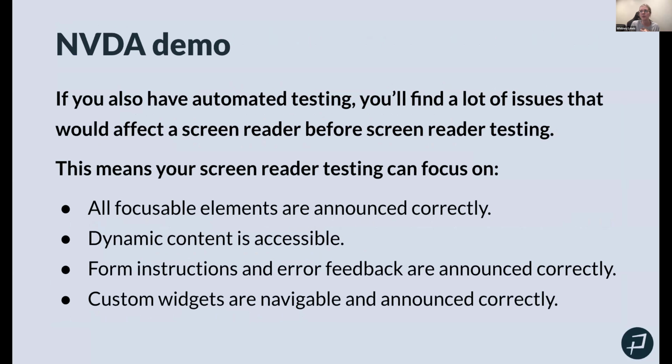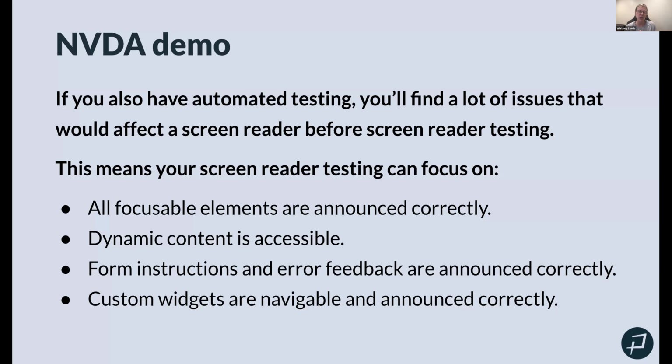So real quick, check that all focusable elements are announced correctly. That's that accessible name we talked about in the structure tab. Check that dynamic content is accessible, so something that changes on a website due to user input, making sure that it's being announced and making sense as it's happening for a screen reader. Form instructions and error feedback are announced correctly.